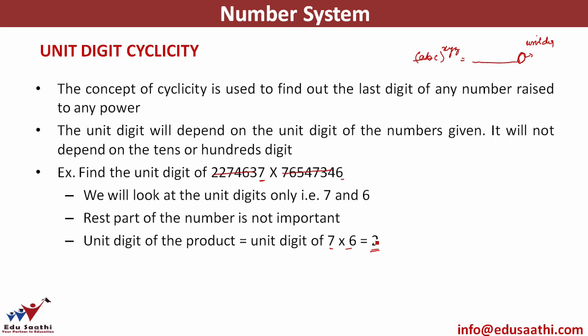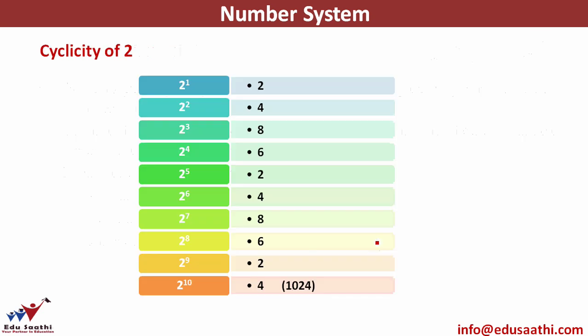So before we move on to how to find out the last digit, we'll look at the cyclicity of certain unit digits. So let's start with the case of 2. If I look at 2 raised to power 1, it ends up in 2. 2 square, last digit is 4. 2 cube, it is 8. 2 raised to power 4, it ends up in 6. I am not talking about 16 because I am only taking the unit place value. 2 raised to power 5, 32. 2 raised to power 6, 64. So I will keep 4.